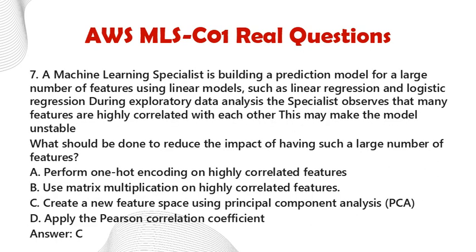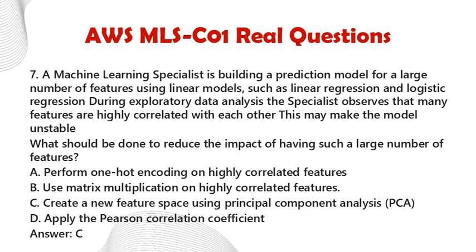7. A machine learning specialist is building a prediction model for a large number of features using linear models, such as linear regression and logistic regression. During exploratory data analysis, the specialist observes that many features are highly correlated with each other. This may make the model unstable. What should be done to reduce the impact of having such a large number of features?